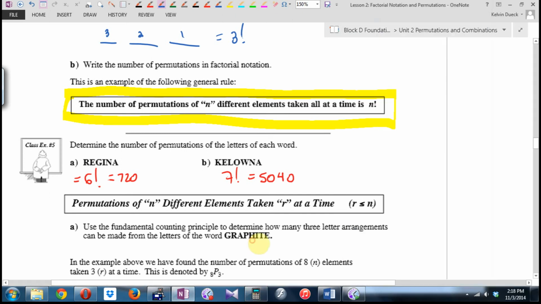Trust me. What if you're not taking all of them? What if you have 10 objects, but you only want to pick 4 of them? What if you have 12 objects, but you only want to pick 3 of them? Or hey, what if you have n objects, but you only want to take r of them?